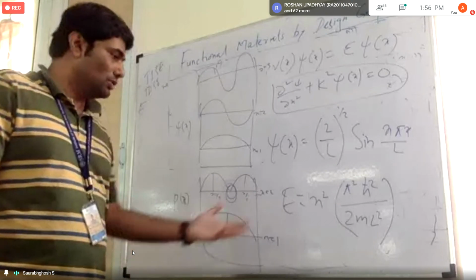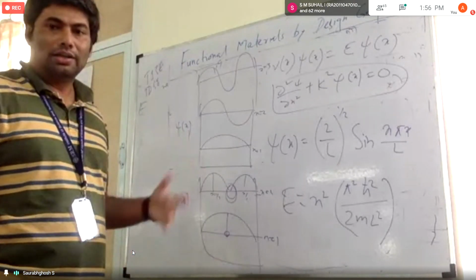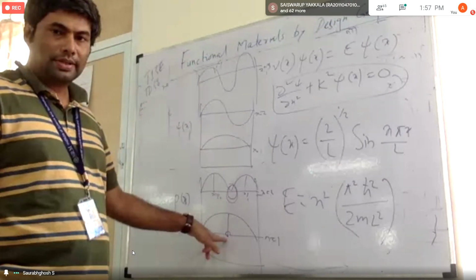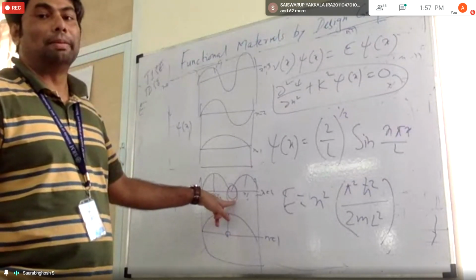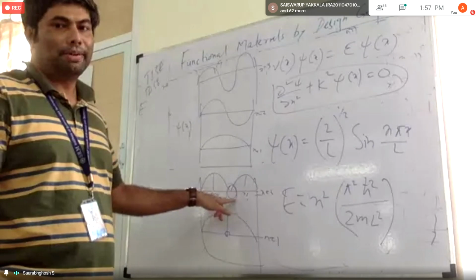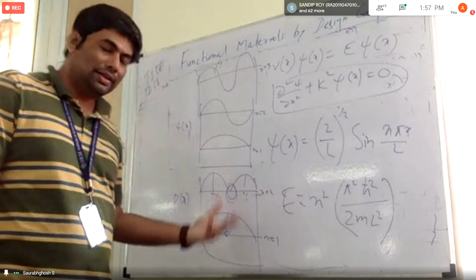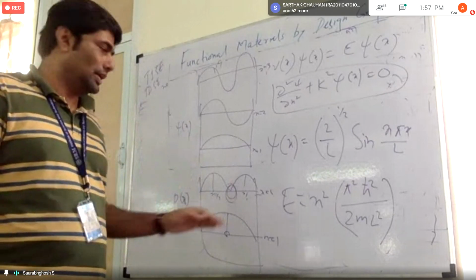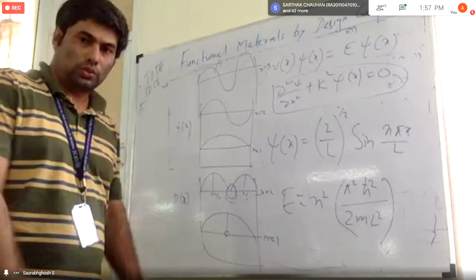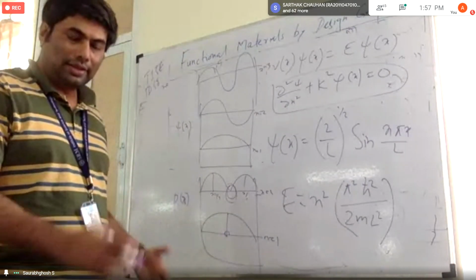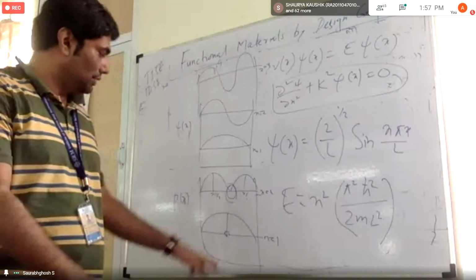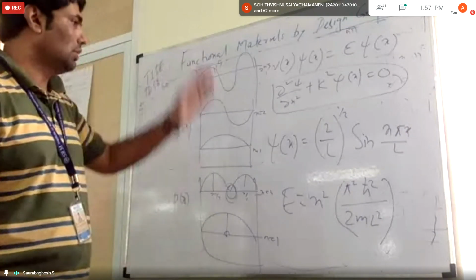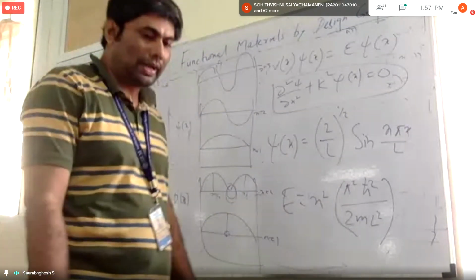The interesting thing is that for n is equal to 1, the probability of finding the particle at the center is maximum, but for n is equal to 2, it is minimum. It is 0. You can't find the particle. The math says that finding the particle in the n is equal to 2 state at the center of the length is 0. But for the ground state, n is equal to 1, it is most probable to find it at x equal to L/2. So this is how the whole quantum mechanics works.